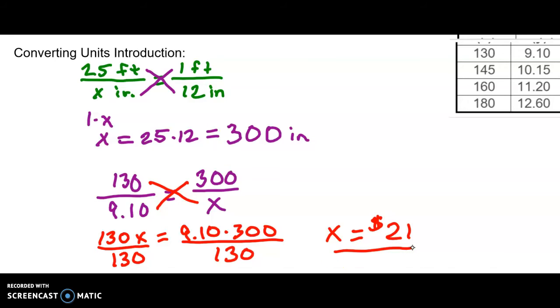So in this problem, we actually used 2 proportions. This was a multi-step problem where we had to first use a proportion and cross multiply and divide to find our inches, and then set up another proportion and cross multiply and divide to get our cost.